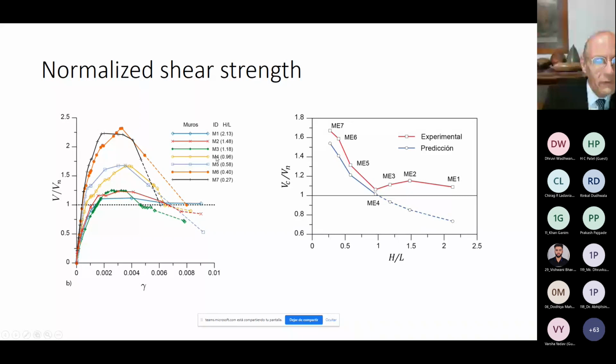For example, M4, no, M4 is already here. So for these ones, the prediction of the code appears to be reasonably okay. But when you start to have longer walls, the deviation is quite large. So the strength of the walls is much larger than the one predicted by the code.